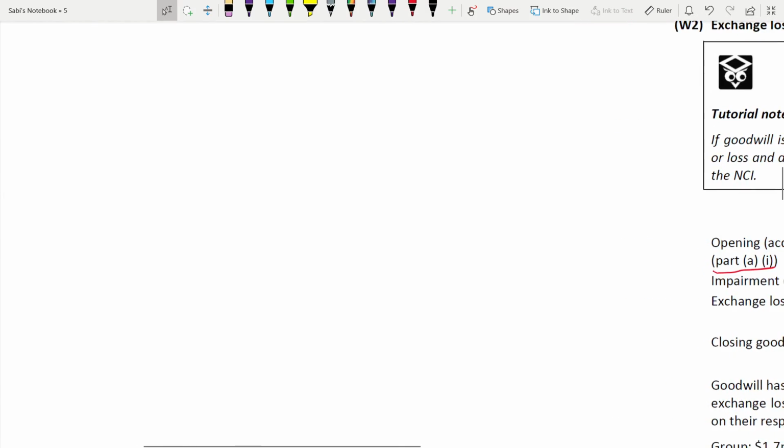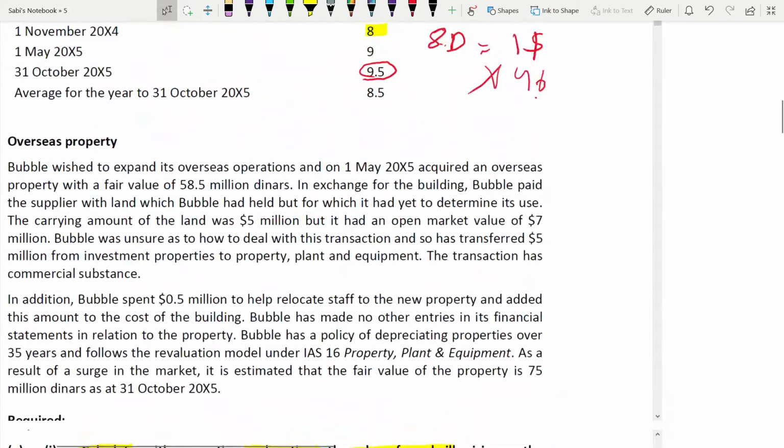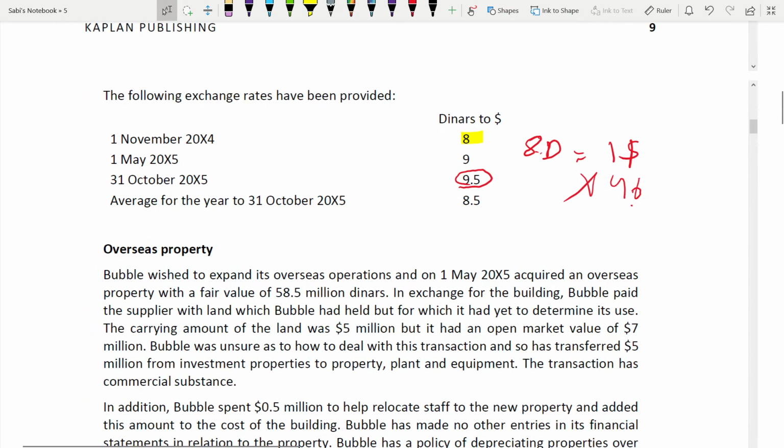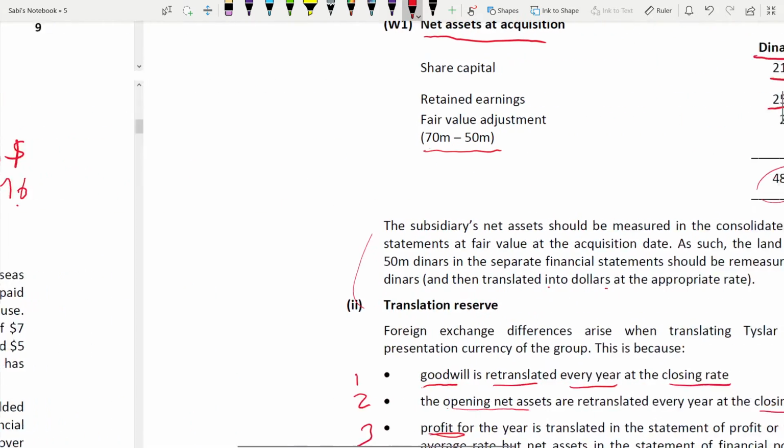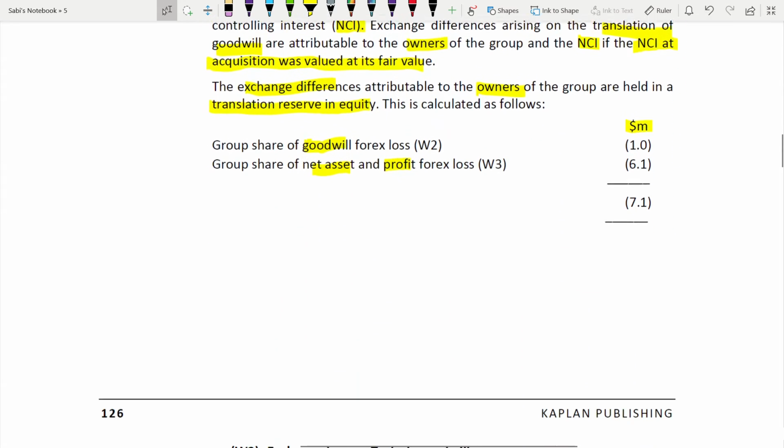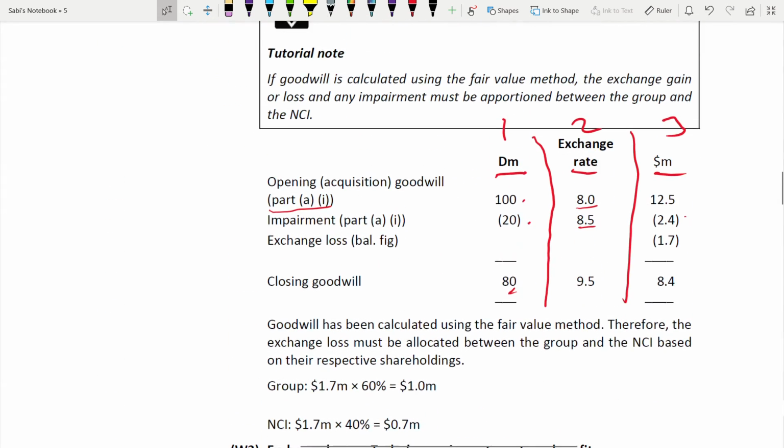Okay, let me go through the exchange rates. When you acquired, it was this rate, and the average rate for 31st October 2005 is this rate, 8.5. That is for impairment. Impairment is an expense, goes in profit and loss account, therefore average rate 8.5. But opening goodwill is an asset, so closing rate 12.12, and exchange loss, this is a balancing figure. Whenever it's a balancing figure, write in bracket that it's a balancing figure, so that it is understood how you got the figure.